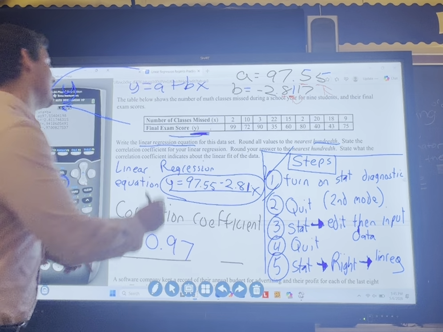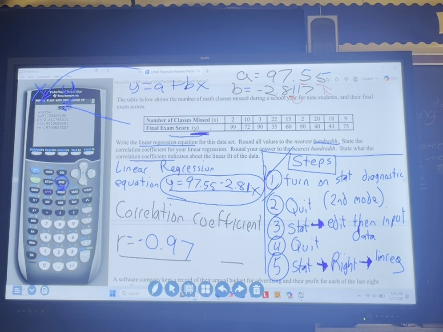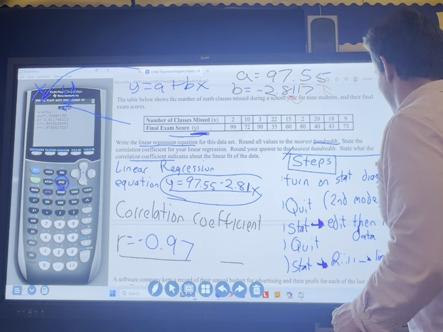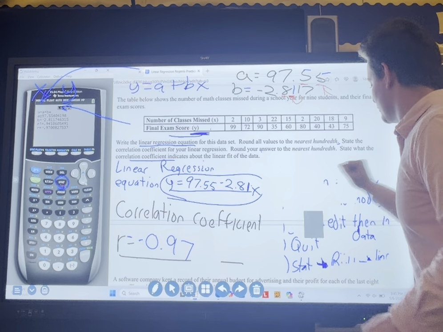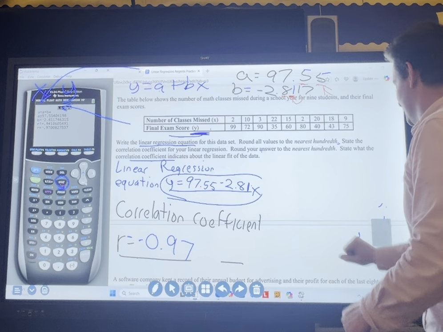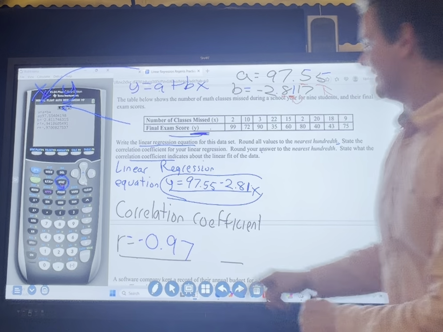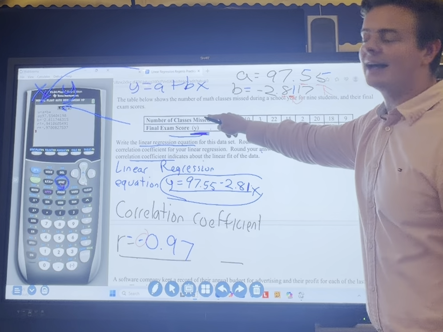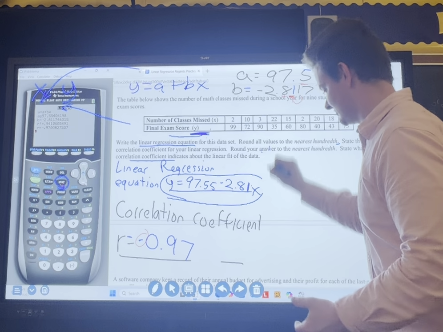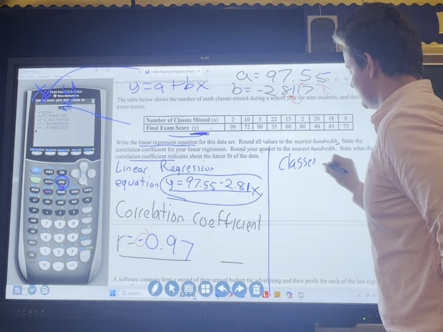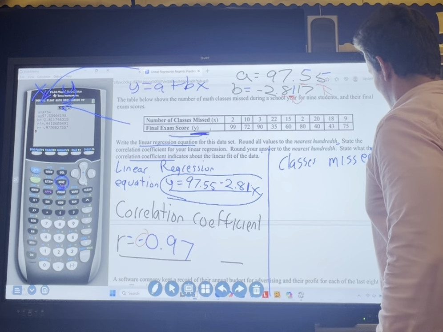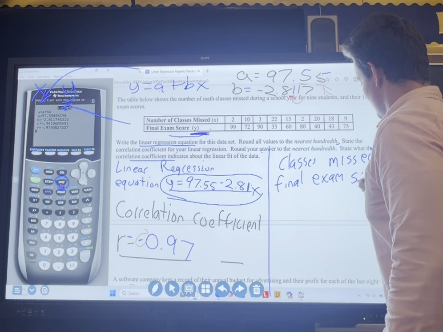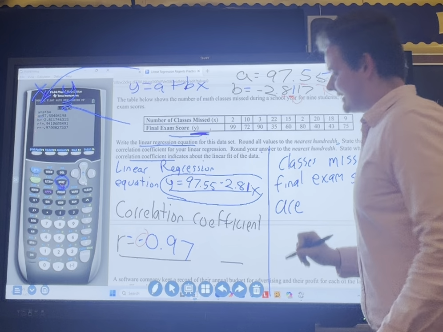Now it's going to state what the correlation coefficient means. So, I'm going to erase all my nice steps here. This is the only part where you have to use your brain a little bit, but it's really not, because what does that mean? Well, I see it's negative, so I'm going to say, what am I talking about? I'm talking about classes missed and final exams. So I'm going to say, classes missed, and final exam score are, now I know it's negative.